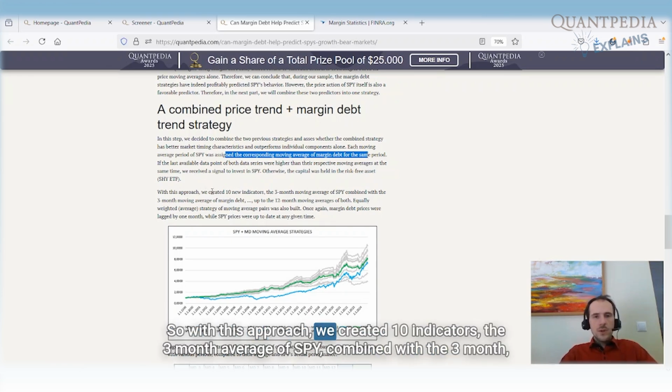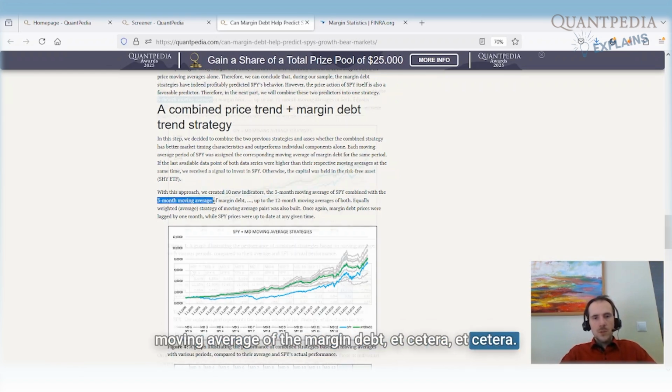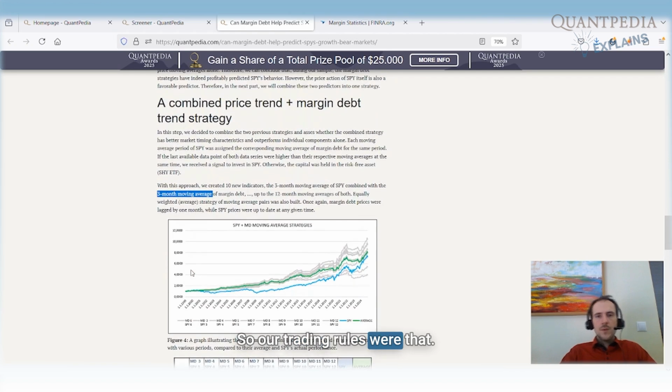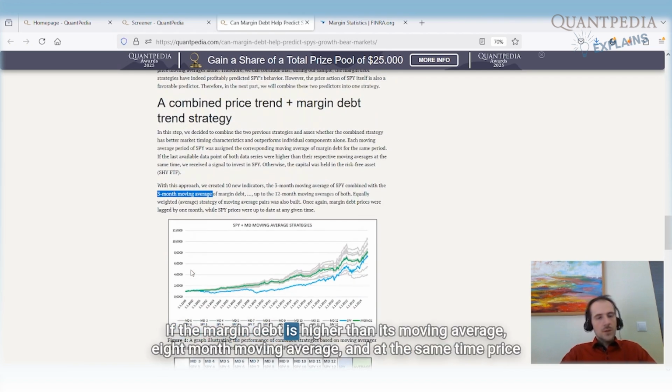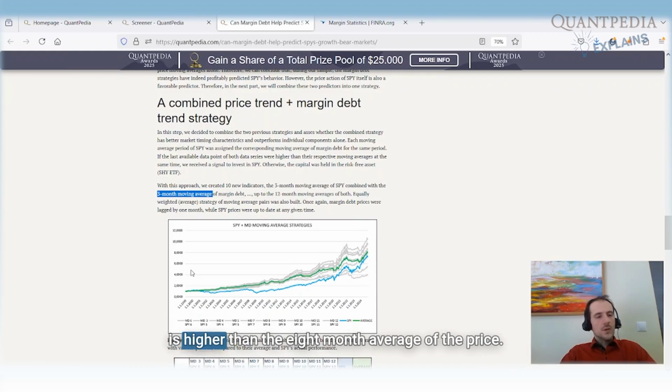So with this approach, we created 10 new indicators, the 3-month average of SPI combined with the 3-month moving average of the margin debt, etc., etc. So our trading rules were that if the margin debt is higher than its 8-month moving average, and at the same time price is higher than the 8-month average of the price, then we buy SPI.